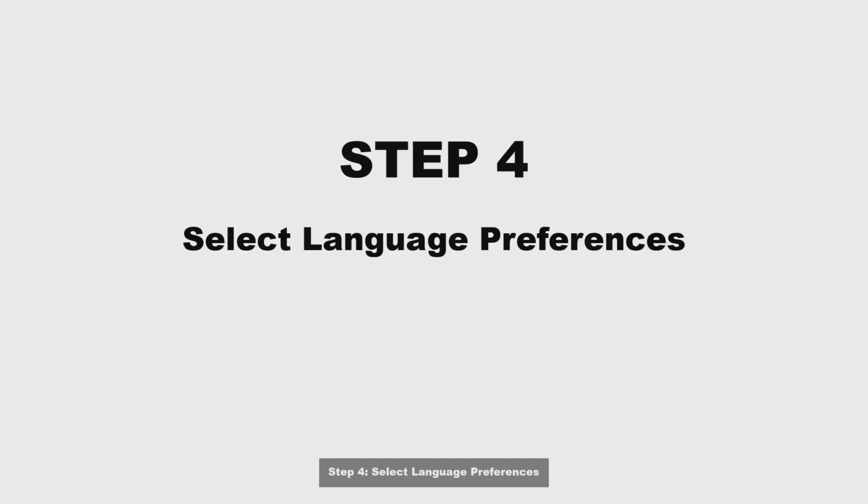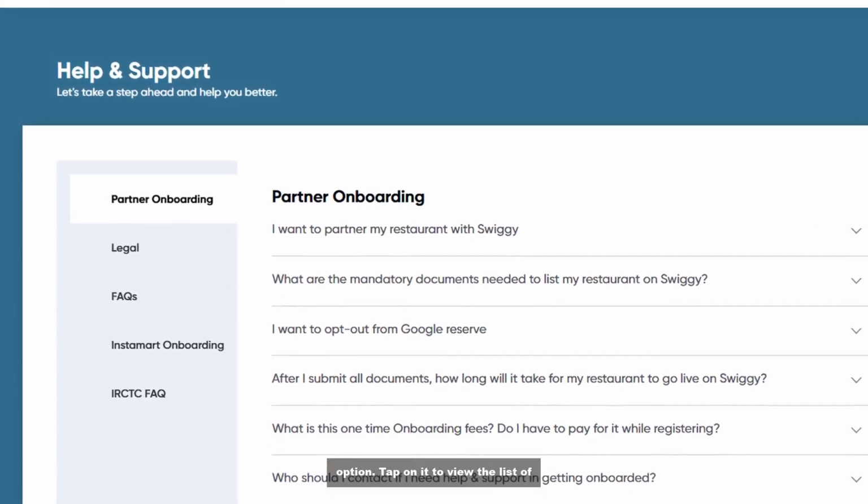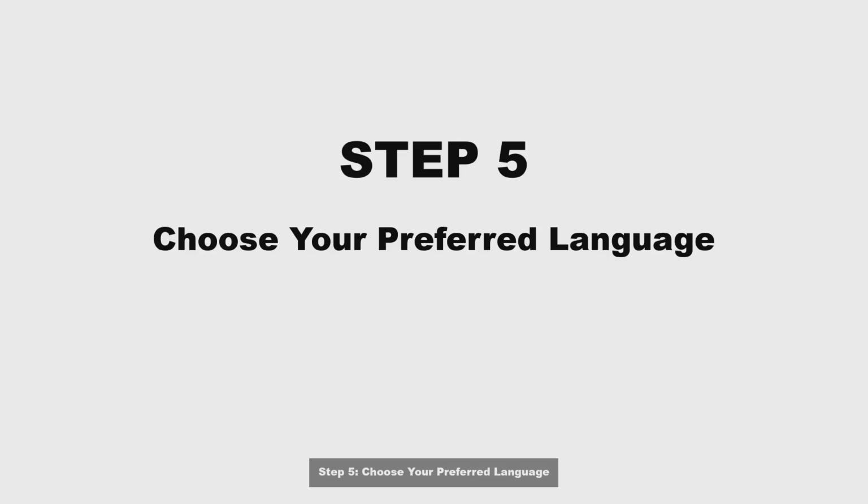Step 4. Select Language Preferences. Within the Settings menu, find the Language option. Tap on it to view the list of available languages.